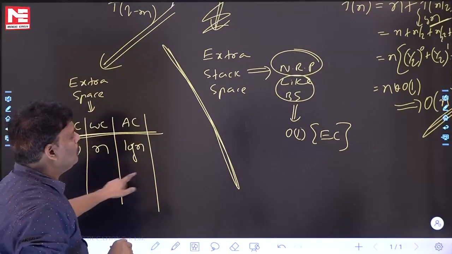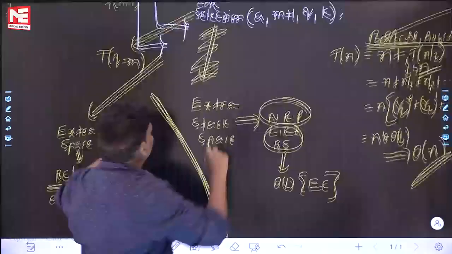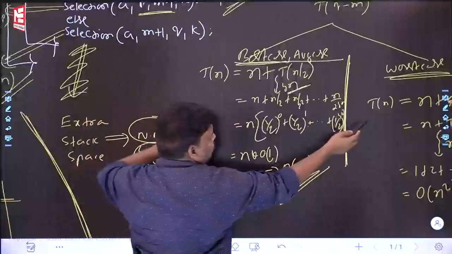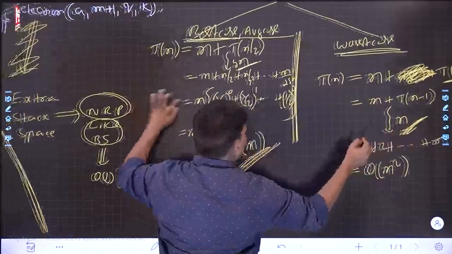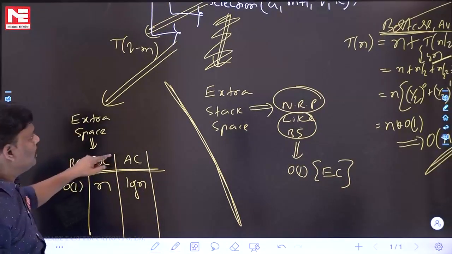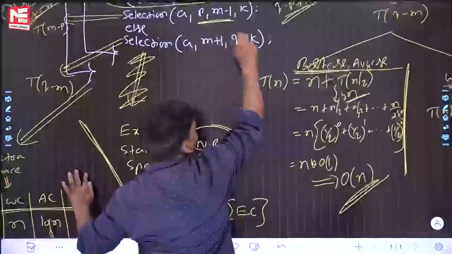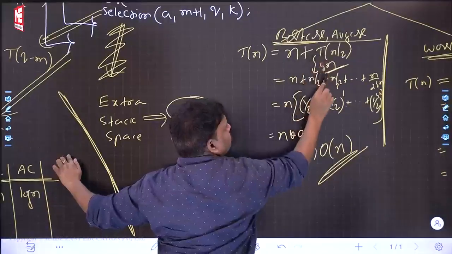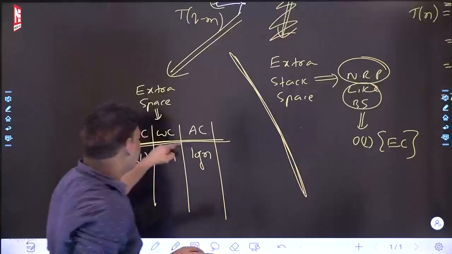Three things are there. Can you help me now? This program means this only. What is the worst case stack space? N. So worst case is n. What is the average case stack space? Log n, right? Average case is log n.